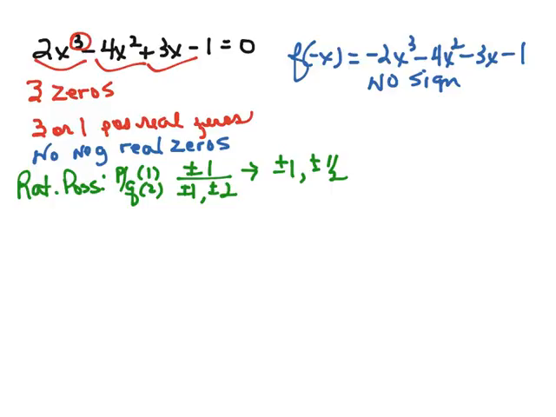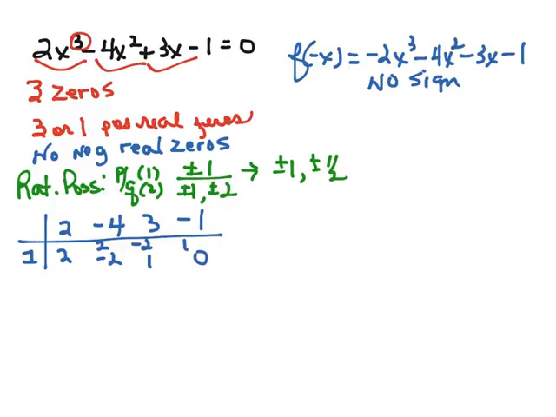So synthetically dividing, we're going to have 2, negative 4, 3, negative 1. We're going to start going down our list till we find one that works. I think that 1 works, so bring down our 2. 1 times 2 is 2. Negative 4 plus 2 is negative 2. 1 times negative 2 is negative 2. 3 plus negative 2 is 1. 1 times 1 is 1, which does indeed give us a 0.